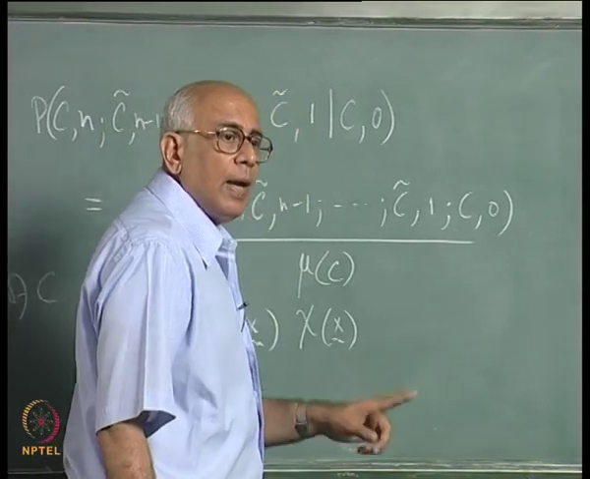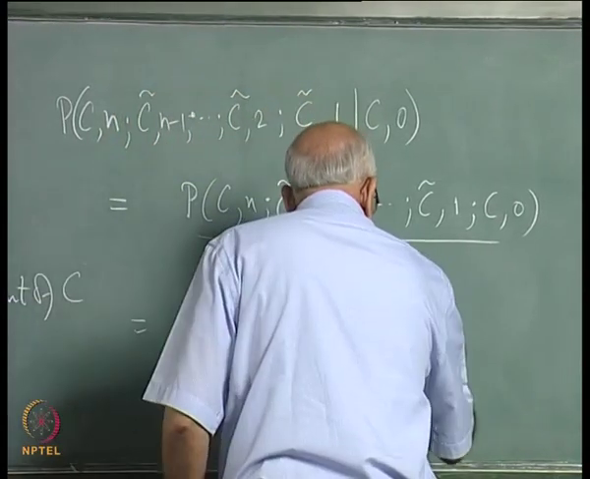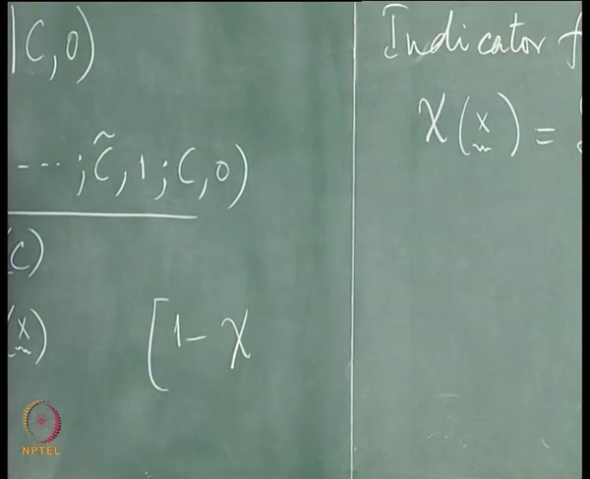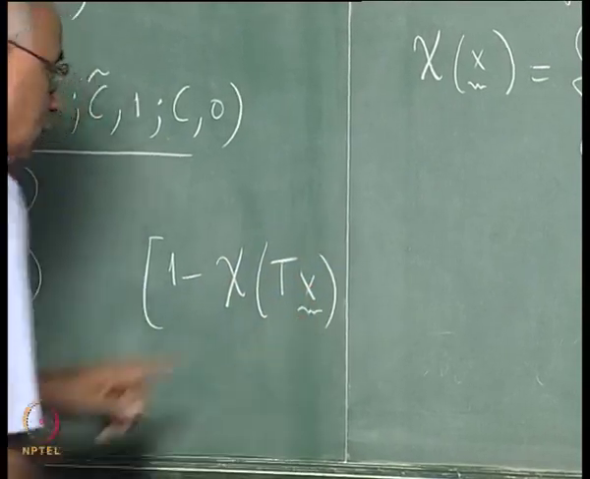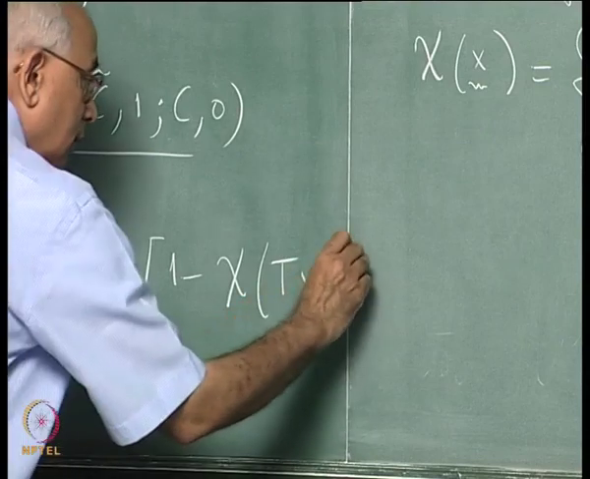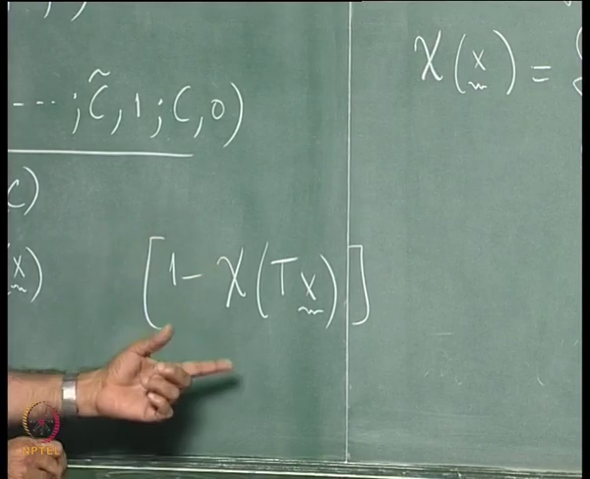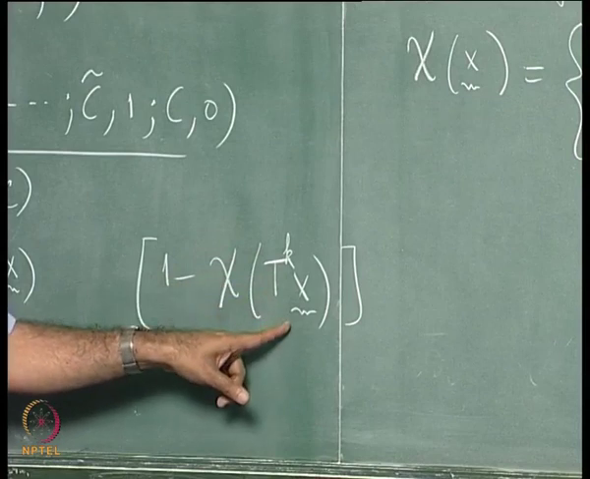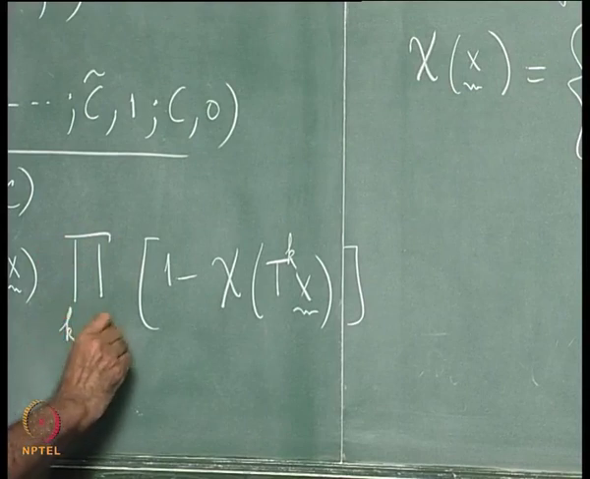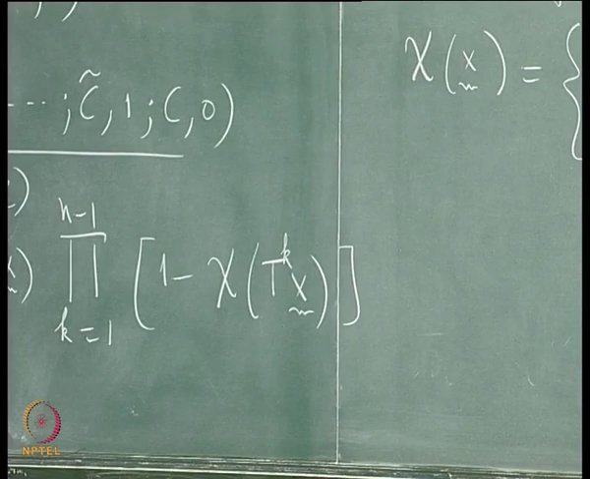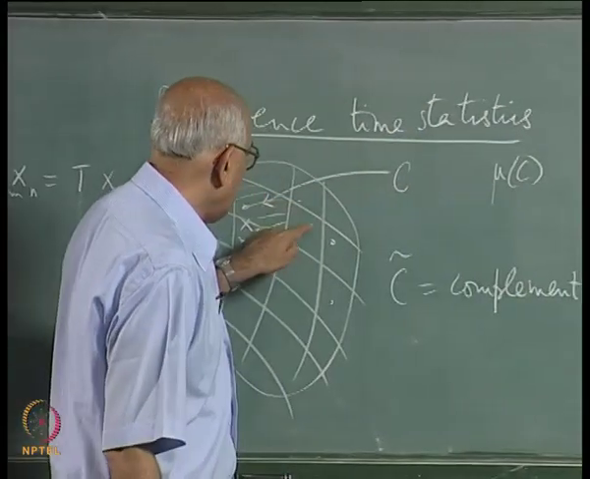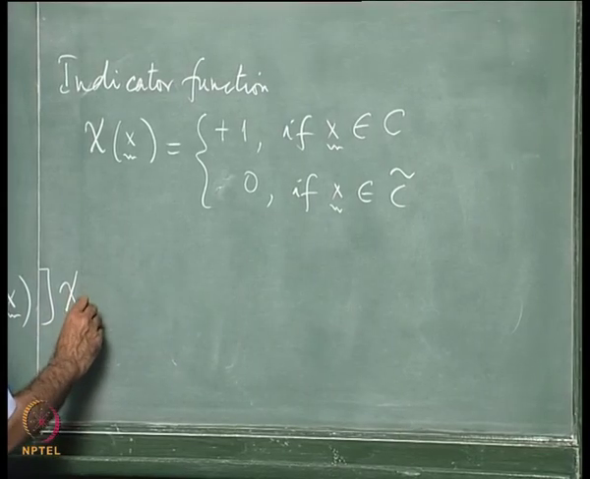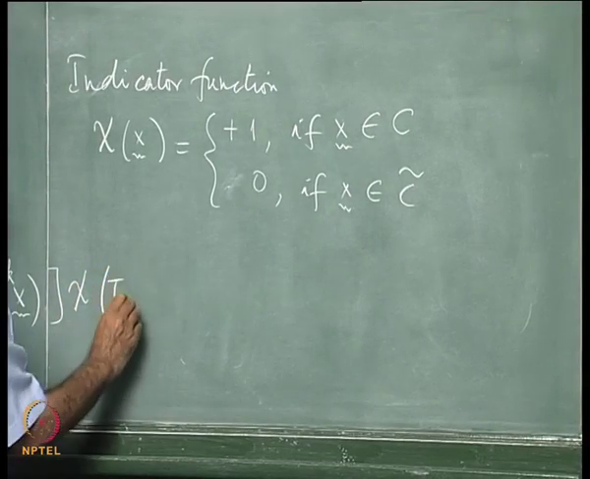So what happens next? At time 1 it should be outside, therefore you should multiply this by 1 minus the indicator function of T on x, because at time 1 this guy should be outside. And the same thing should happen for time 2 and 3 up to n minus 1. So let me write T to the power k, which says this is the same map iterated k fold on x, a product from k equal to 1 up to n minus 1. Then you start here, you jump out and you stay out and come back at time step n. So the last factor is chi at time n, so it is T n x.